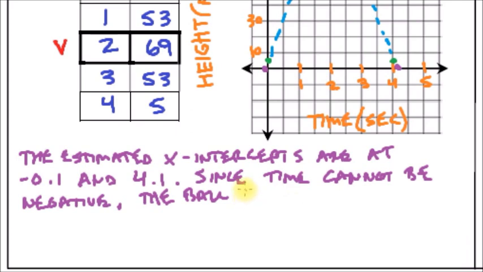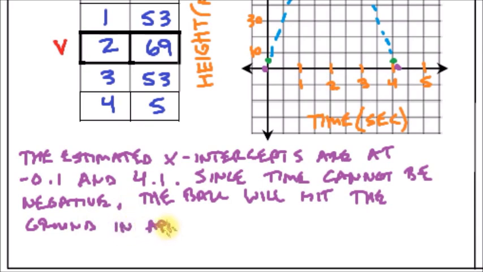The ball will hit the ground in approximately, and I just abbreviate approx for approximately, 4.1 seconds. You could have answered this based on the graph. The ball will hit the ground in approximately 4.1 seconds. I like that you can explain to me that there's two x-intercepts, but the negative one doesn't make any sense in this particular question. All right, let's go to the next one.